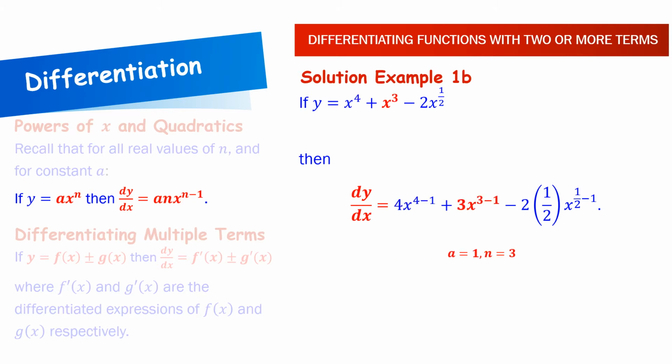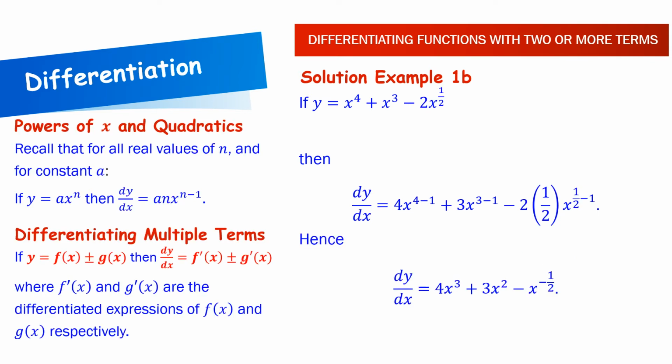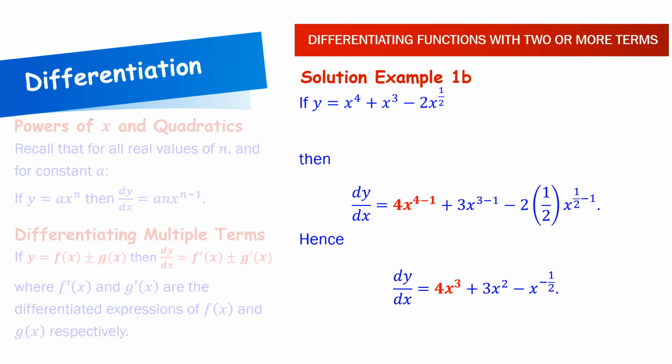For the term x cubed, we have a equals 1 and n equals 3. And hence dy dx equals 3 times x to the 3 minus 1. And finally for the term minus 2x to the power a half, a is equal to minus 2 and n is equal to a half. So we have this slightly complicated expression highlighted in red for dy dx for this term. We can therefore tidy up to obtain dy dx equals 4x cubed plus 3x squared minus x to the power minus a half.